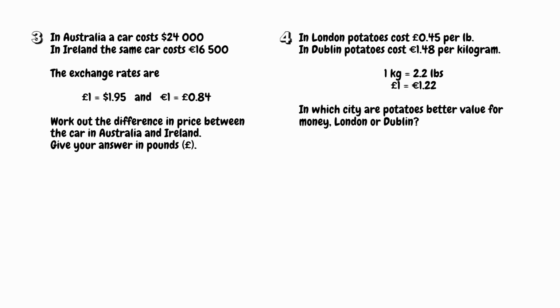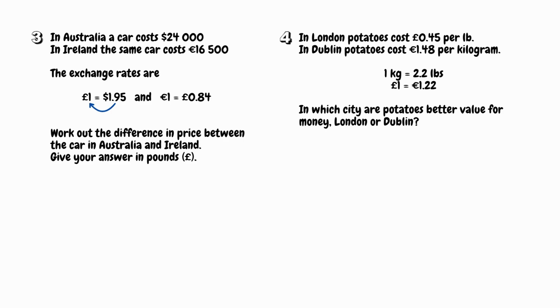And if we look back at the exchange rates, we can see we've got pounds in both of them as well. So what we're going to do for this question is convert everything to pounds, and then we can figure out the difference. So starting with Australia, we can see that the car costs $24,000. So I now need to convert those dollars into pounds. So looking back at the exchange rate, we can see that £1 is equal to $1.95. So we're going from dollars to pounds, so we're moving right to left. So because we're moving from right to left, we're going to be dividing by this number on the right. So we're going to be dividing by 1.95.